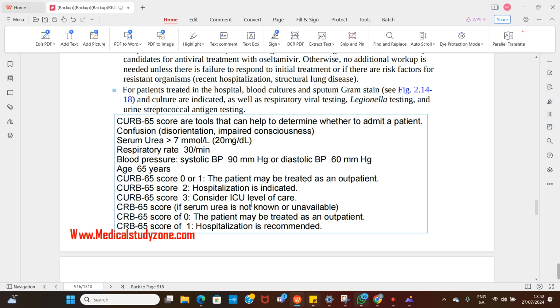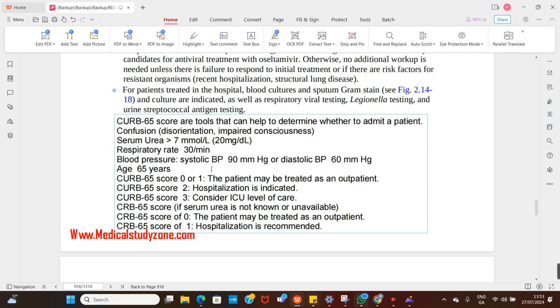Is the BP less than 90/60 or greater than 90? Less than 90/60. It means it's bad. Do you understand? Yes, less than 90/60. So that's the first thing you do, right?